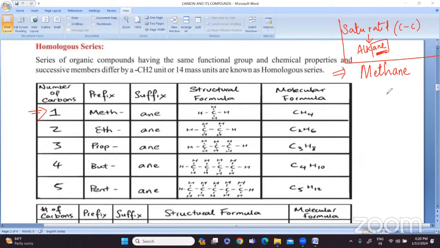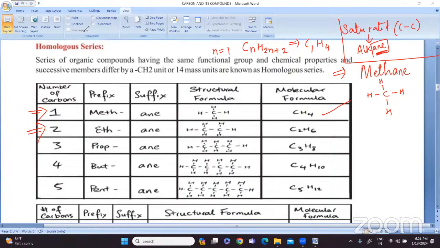So what is the structural formula? Carbon in the center and 4 hydrogens. So this is your methane. The formula is CnH2n+2. You can put n equals 1 here and check. It becomes C1 and H4, so it is CH4. So what is the molecular formula? It is CH4. Understood? So when carbon is equal to 1, the prefix is meth. The suffix will remain the same for the saturated alkane compounds. Whenever you have a saturated compound, the suffix will remain the same. Fine. Moving further.